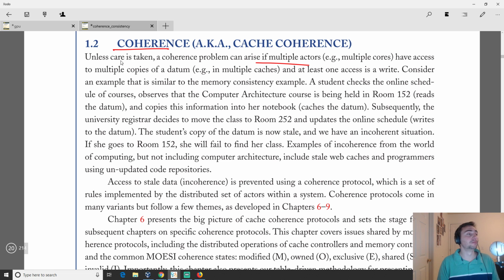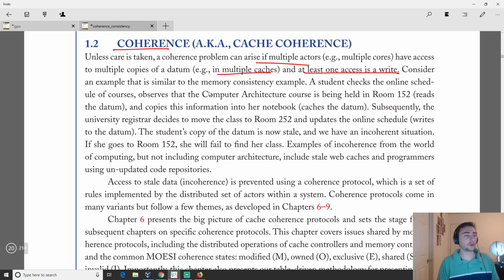And when we have multiple copies of data, or a datum, in multiple caches, and at least one access is a write. Typically, when we're talking about memory consistency and cache coherence, what we really care about is writes. If everybody is just reading read-only data, there's not really going to be any problems because nothing's being changed. The problem is when something is changed and other cores don't know about it yet.